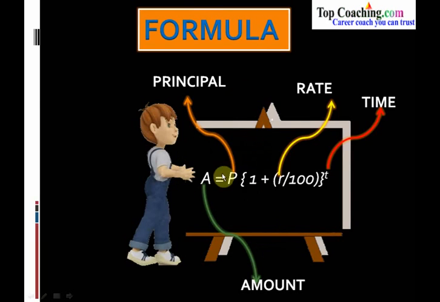But this is not the compound interest, this is actually the amount that is generated at T years. So to calculate compound interest, subtract the principal from the amount and you get the compound interest.